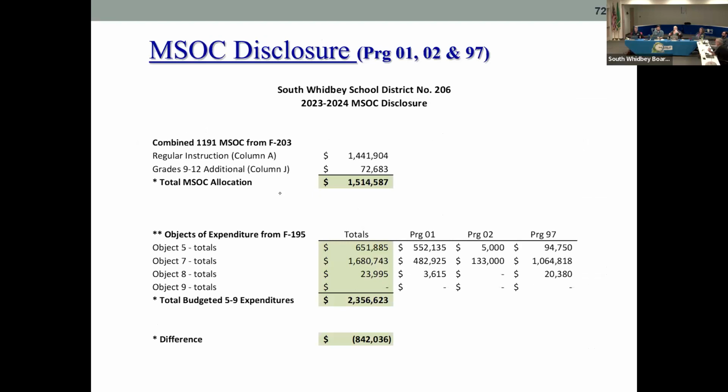Legal requirement. I am required to tell you how much we receive from the state for material supplies and other costs. It's $1,514,587. We are budgeted to spend $2,356,623. So the district is picking up $842,000 of those costs. It's just one of those things I am required to tell you. Not that it makes a big difference, other than it again points to the fact that we are underfunded by the state.